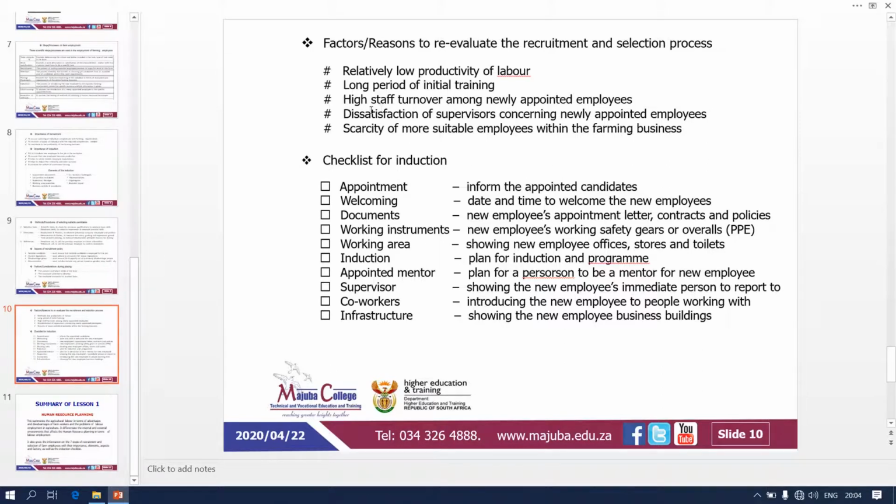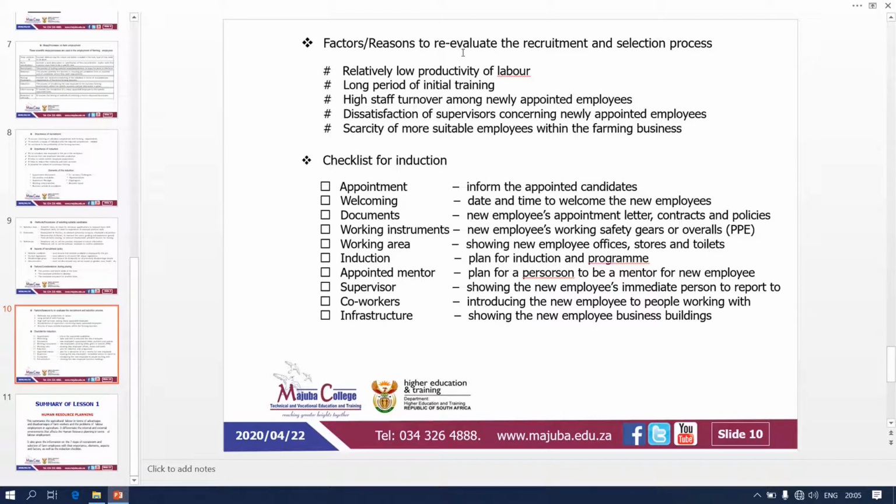What is wrong with your selection? There's something that is not right. Dissatisfaction of supervisors concerning new employees. People that are coming into the business don't give the right situation in terms of supervisors. Supervisors are not satisfied. Scarcity of more suitable employees within the farming business.